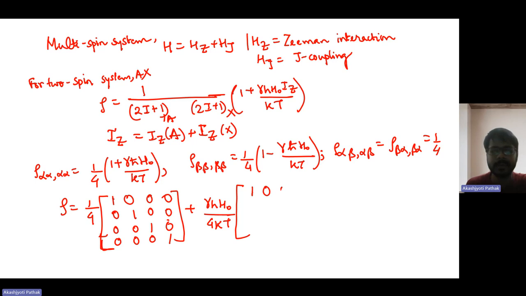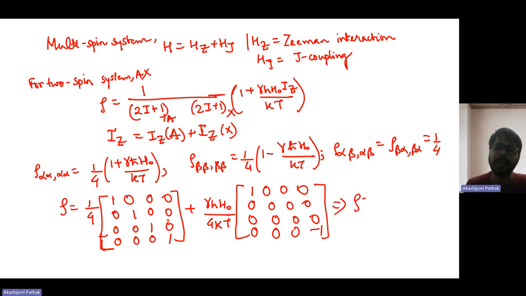So we have taken out this common factor, 1 by 4 gamma h naught by kT, and then what will remain? This one will all be 0. And for this beta beta, it will be -1.